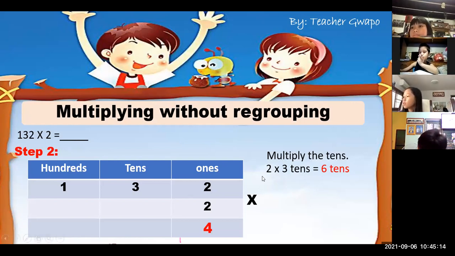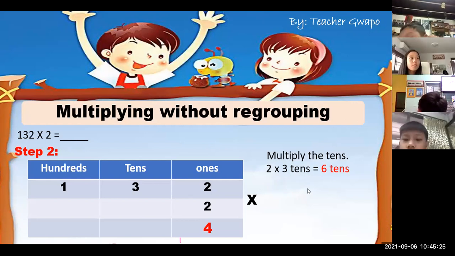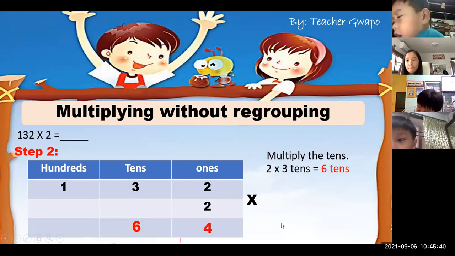Namo, hello. 2 times 3, Namo. What is your answer? 2 times 3 is? 5. So 3 times 2 or 2 times 3 is 6. So we will just write 6 in tens place. Okay, 6 tens.